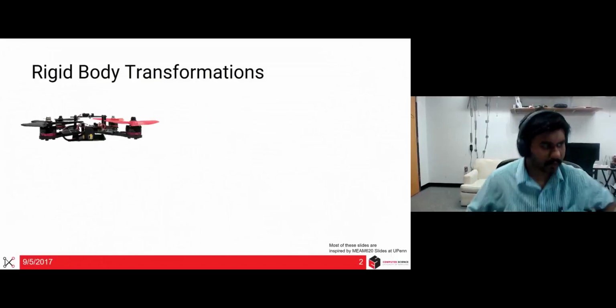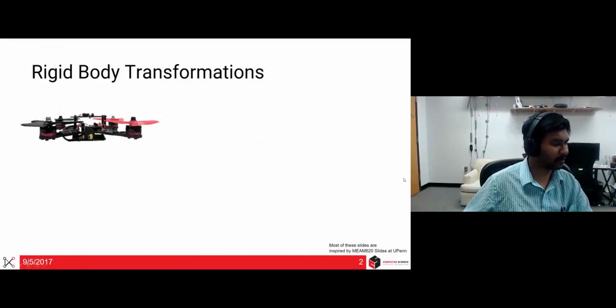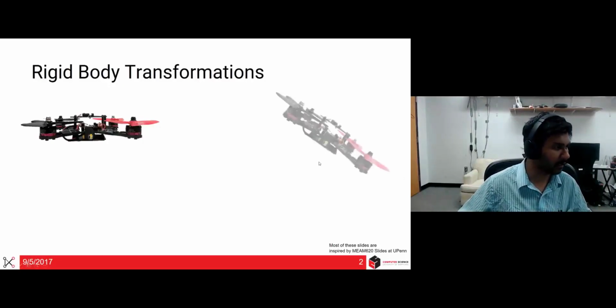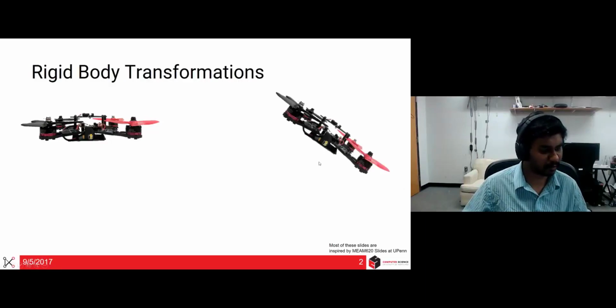Okay, so the first question I would like to ask you is, let's say we have a quadrotor, like the one shown in the figure on the left hand side, and we also have another quadrotor on the right hand side. Do you think that these two are related by a rigid body transformation? Think about it for a minute and come back.